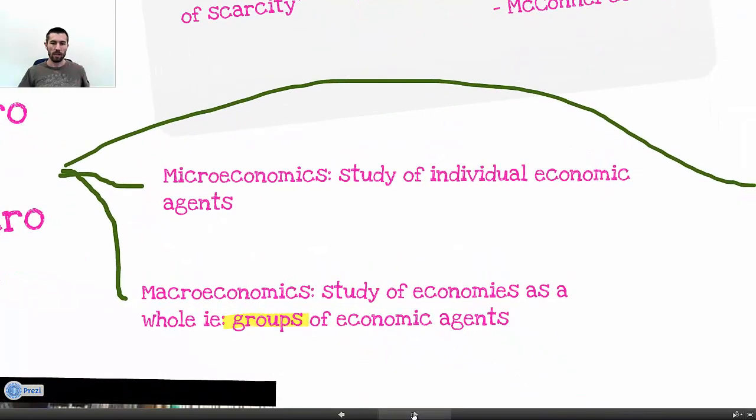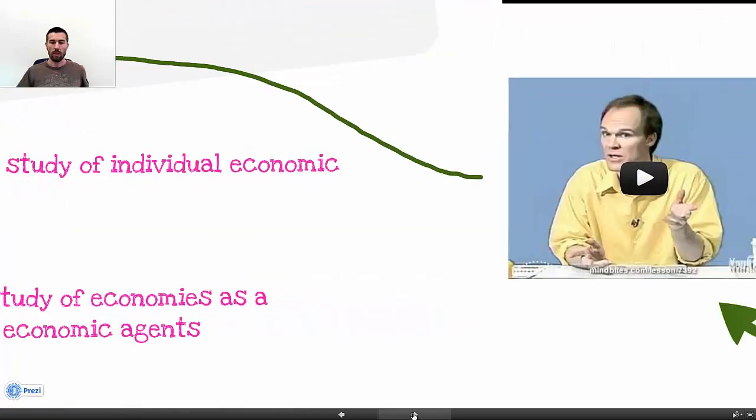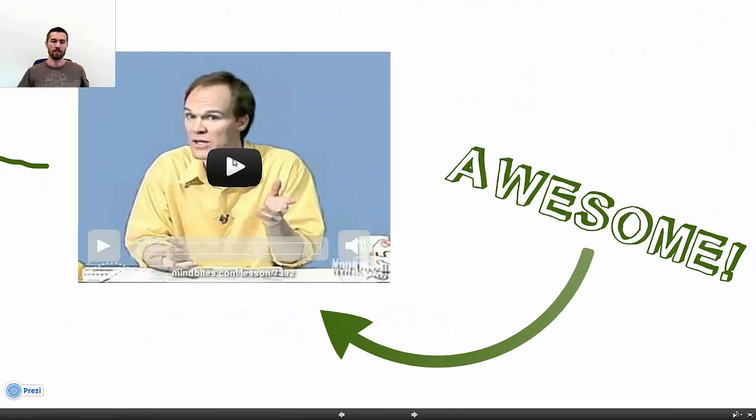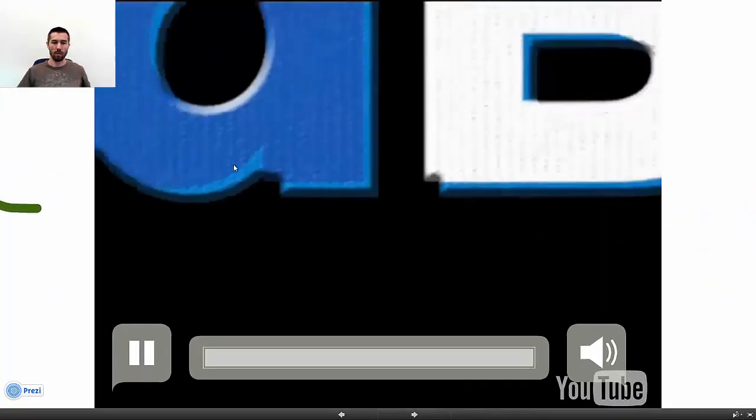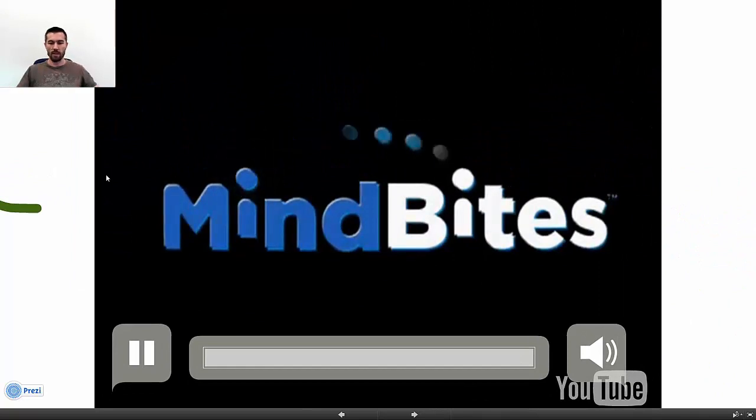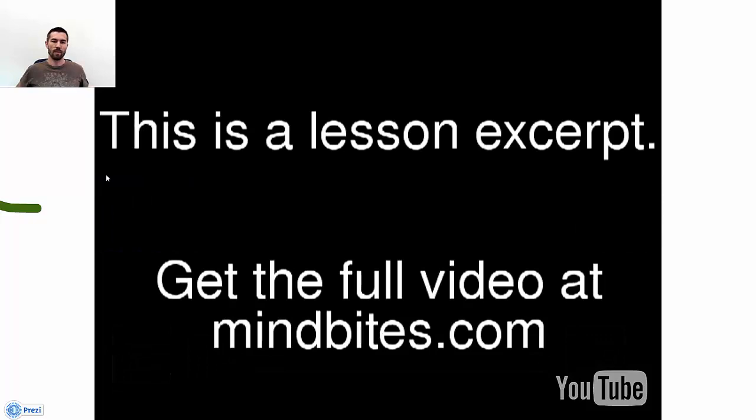Well, microeconomics, essentially we think of as the study of an individual economic agent, whereas macroeconomics studies economies as a whole, in other words, groups of economic agents. But let me give you a link to someone that says that much more eloquently than what I can. Right? Here's my video. I press play. Got a link to YouTube, and off it goes.